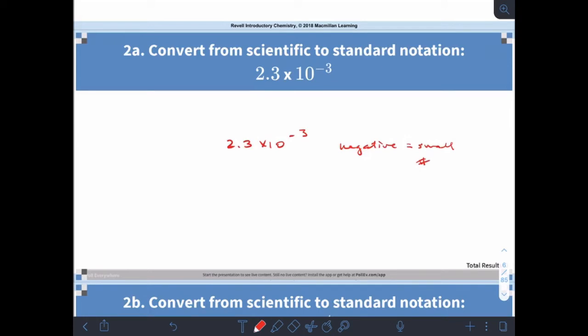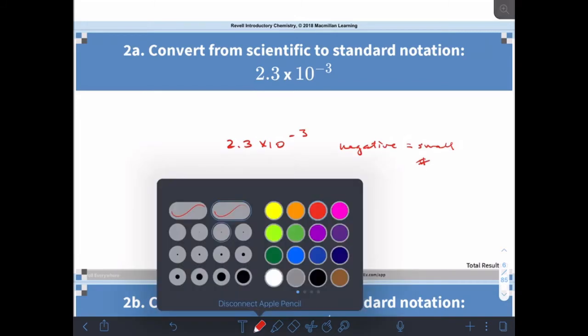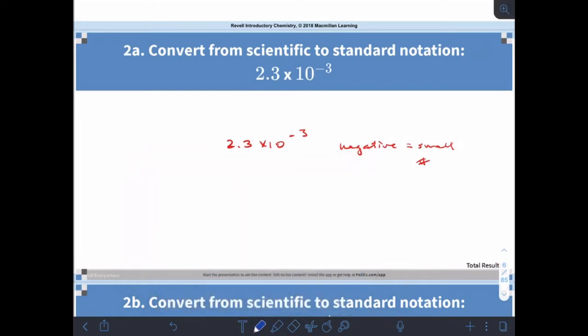All right, so I'm going to move my decimal place to the left in order to make this a small number. It tells me to move 3 places. So I'm going to go 1, 2, 3. I'm going to put my decimal place right here and fill in the zeros. So this number in standard notation should be 0.0023.